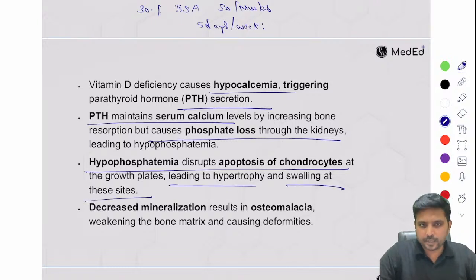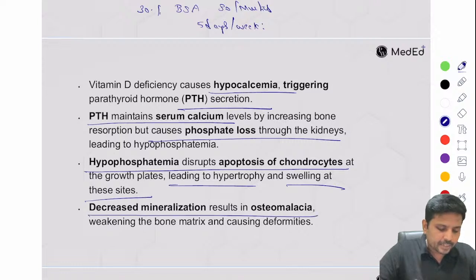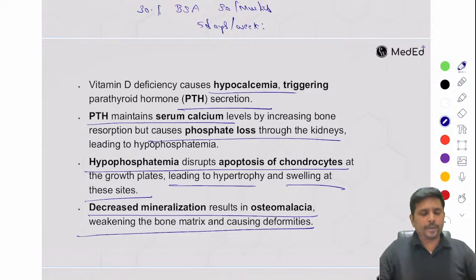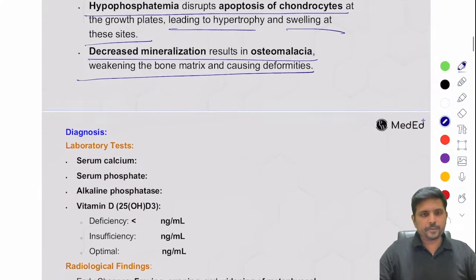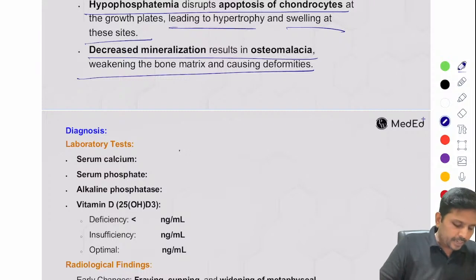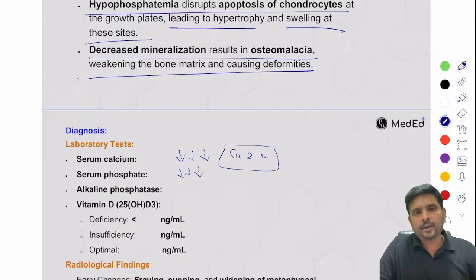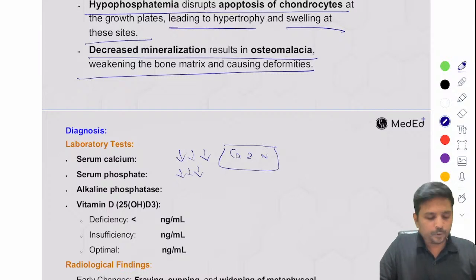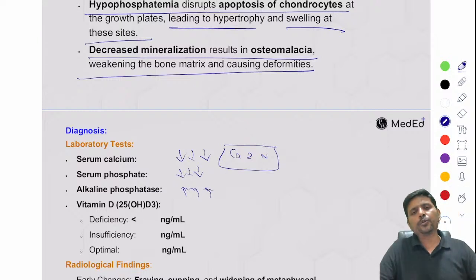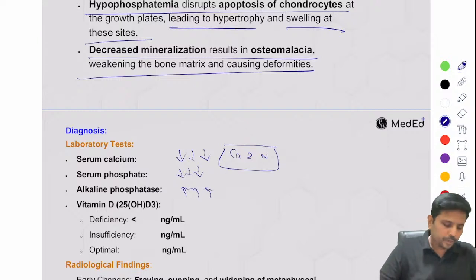Let me tell you what are all the findings. Defective mineralization results in generalized osteomalacia, or weakening of bone matrix, and leads to deformities. So, what are all the diagnostic triads in rickets? Serum calcium will be low, serum phosphorus will be low. Serum calcium can be normal also due to secondary parathyroid hormone mediated resorption from the bone. Alkaline phosphatase will always be high due to high bone turnover.